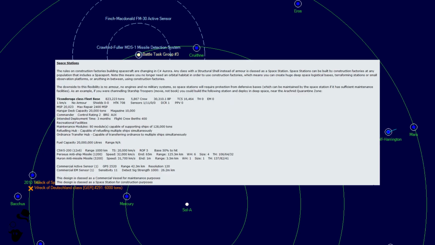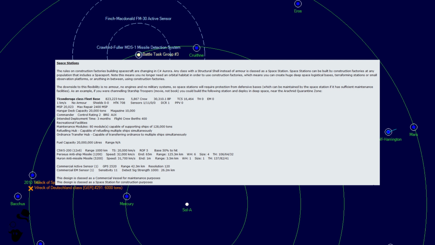Sticking to the theme, the rules on construction factories building spacecraft are changing in C#. Any class with a structural shell instead of armor is classed as a space station. Space stations can be built by construction factories at any population that includes a spaceport. Note this means you no longer need an orbital habitat in order to use construction factories, which is awesome!